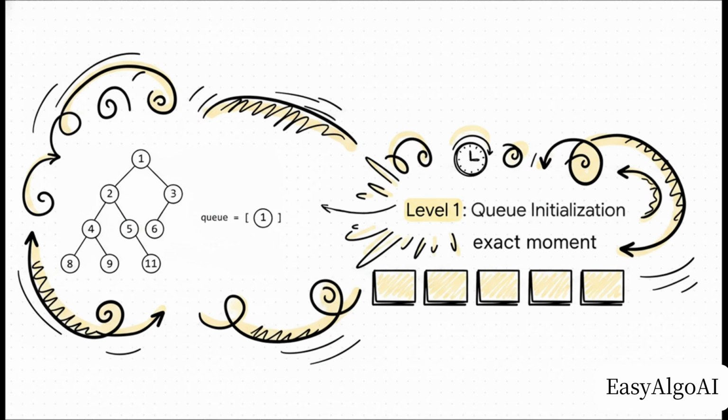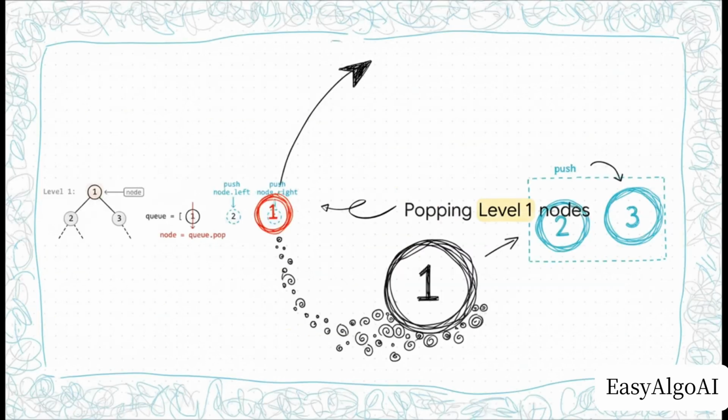All right, let's walk through this in action. We kick things off by initializing our queue with the root node, which is 1. Now, at this exact moment, our queue perfectly represents the first level of our tree, and, as you'd expect, its size is exactly 1. So now we process level 1.